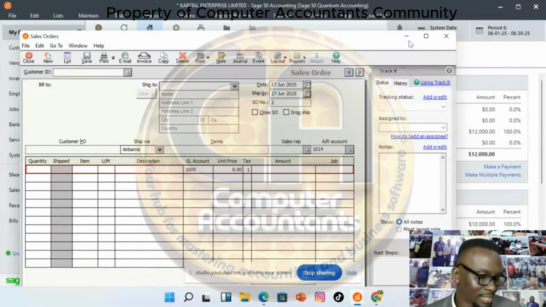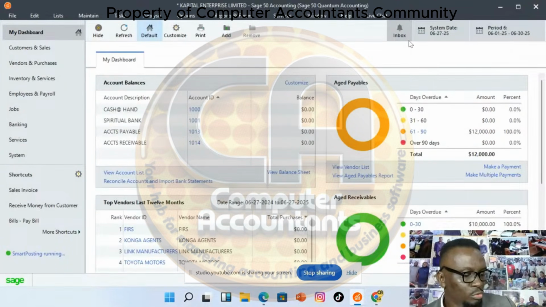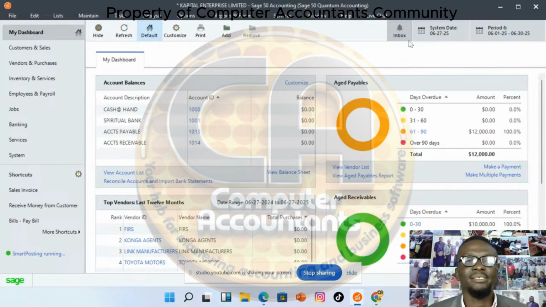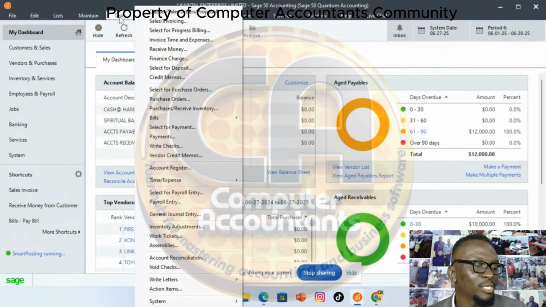Now the second question on the part of selling says: Capital Enterprise sold 12 red shoes for cash to Venn retailers. The question says for cash. This simply means that Venn retailers are paying in full. Whether it is for cash or by check, it is in full. That means that Venn retailers is paying us in full.